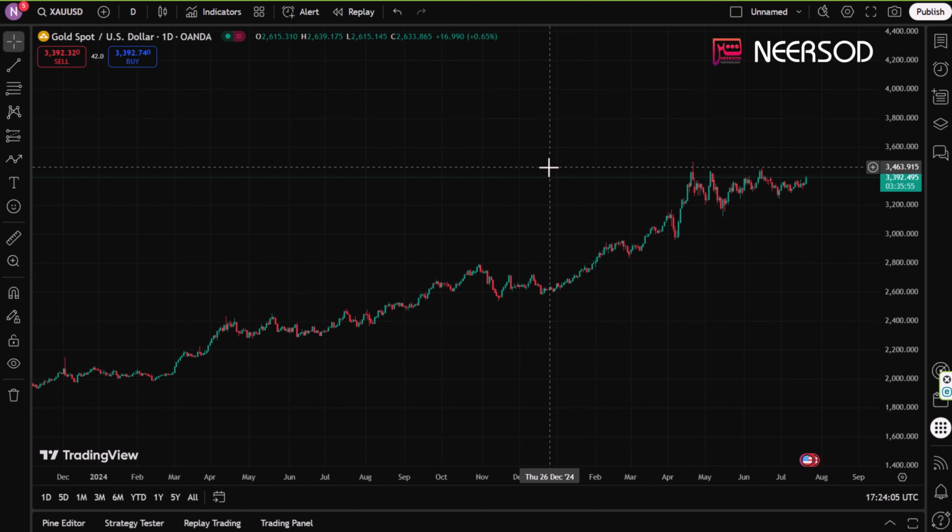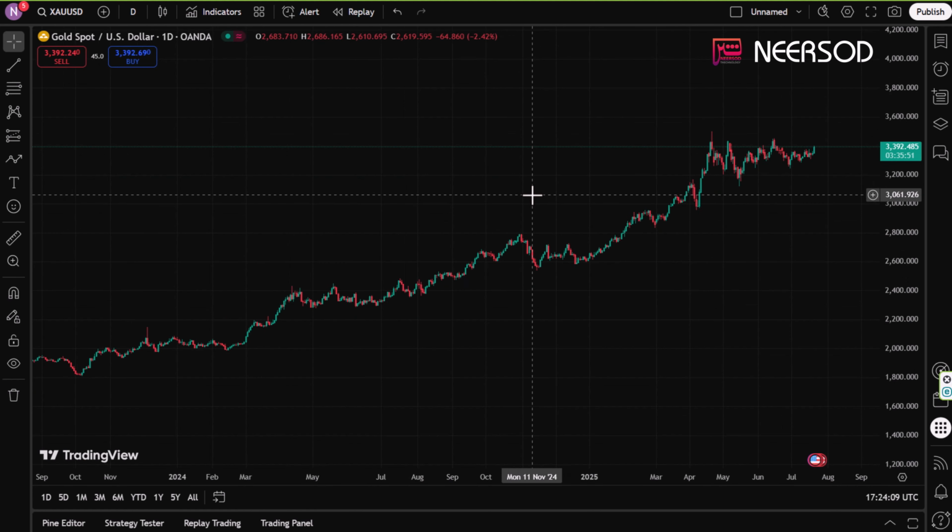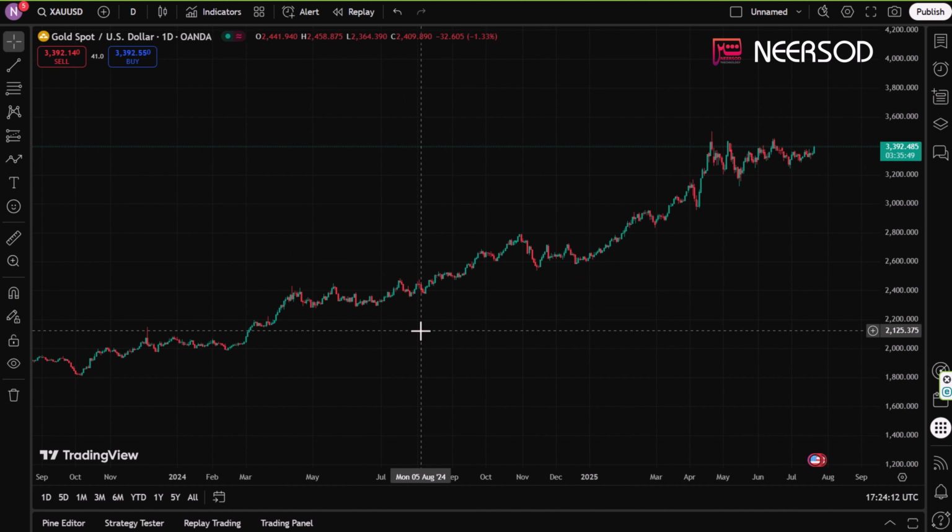For example, the price is in an uptrend on the daily time frame, and in lower time frames, we focus on demand zones. We enter buy trades, and we can expect higher targets. But sell trades are for scalping and should be closed quickly for profit.